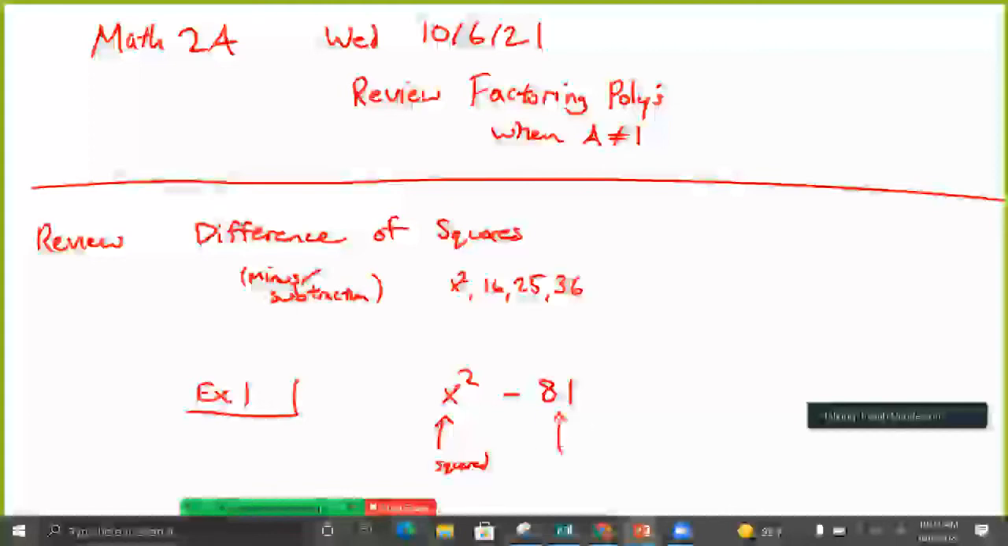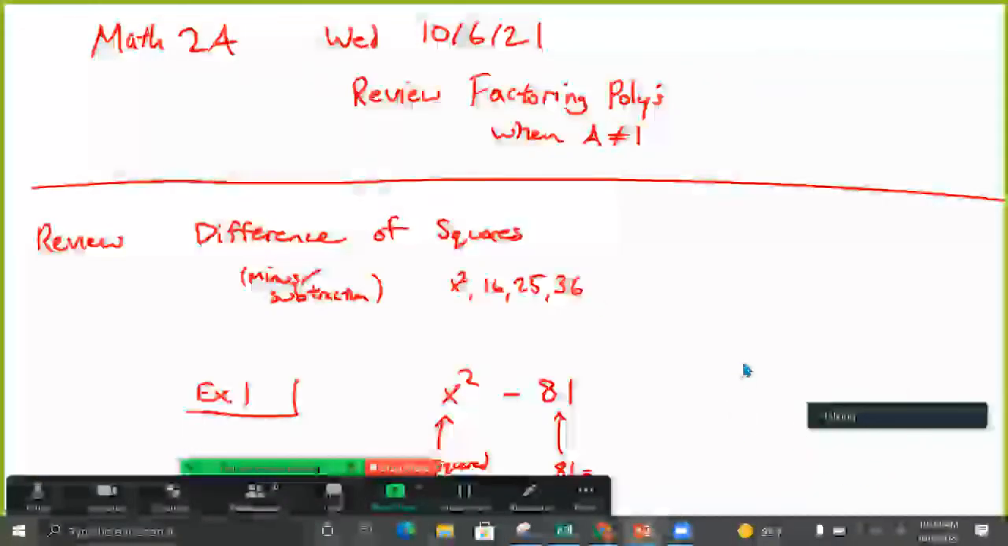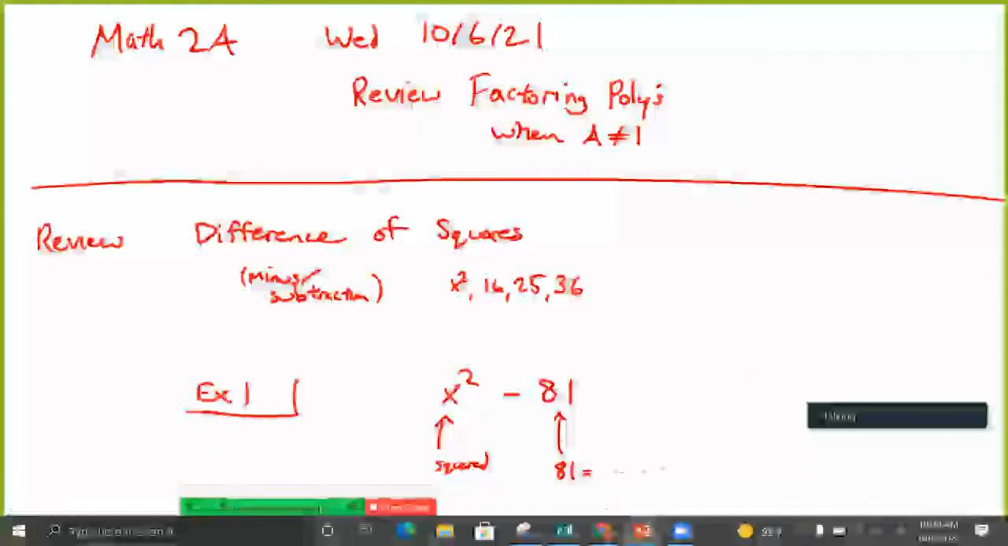And 81, if you don't recognize it, try it in your calculator. Do the square root of 81. And yes, it comes out to 9. So my logic is 81 is equal to 9 squared. And that's what we're trying to confirm. Is this some number squared? Yeah, this is 9 squared. So how do we simplify this? How do we factor this fast?